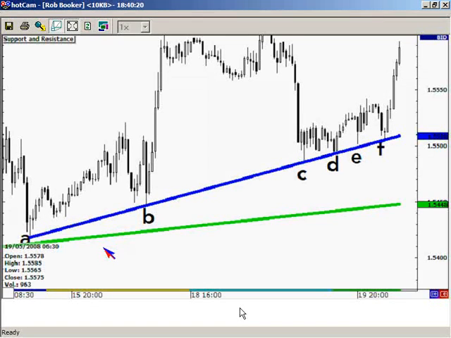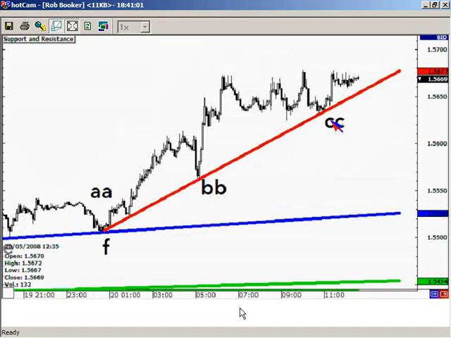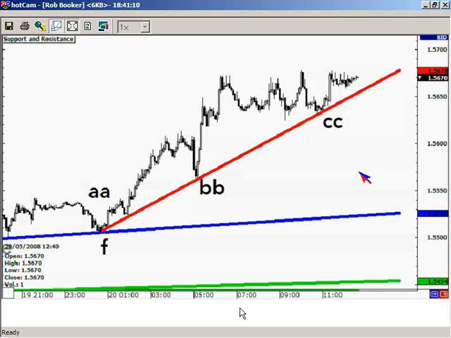We go from point F, which is, let's just use little AA, little BB, and little CC. So now we've got this third trend line. So we could trade a close below the red trend line as a short-term steep break on the 5-minute chart down to the blue trend line.